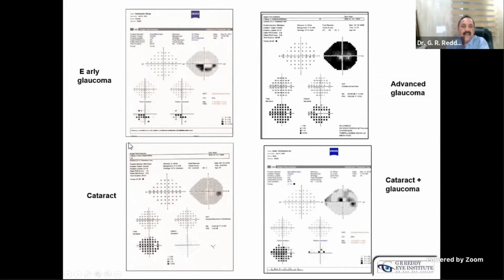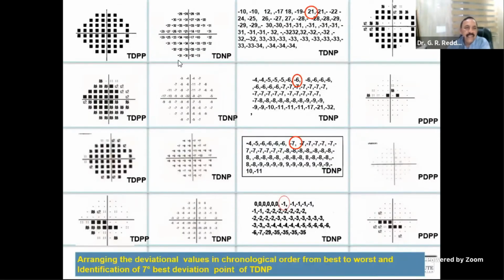Now we'll see. Normally in our daily practice in ophthalmology, we have four types of printouts. The patient coming with early glaucoma with a localized defect, or advanced glaucoma, or a patient with cataract with glaucoma, or only pure cataract. These are usually the four printouts. What we have in these four printouts, now we will analyze. This is the advanced case of glaucoma. This is the cataract with glaucoma. This is pure cataract, and this is a localized scotoma, early glaucoma.